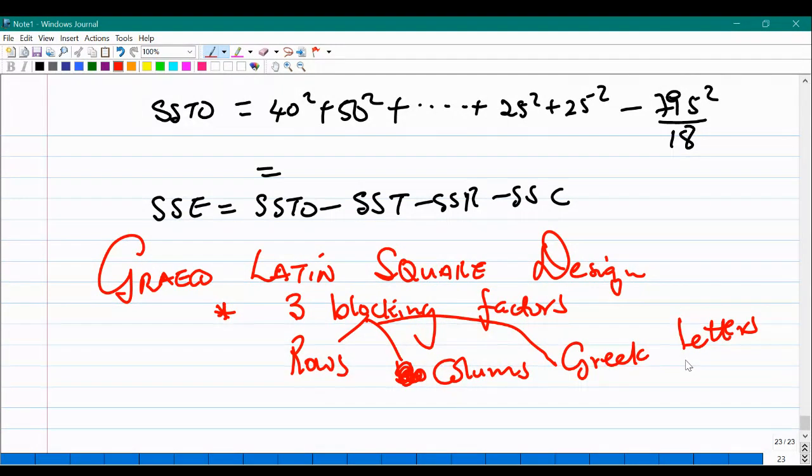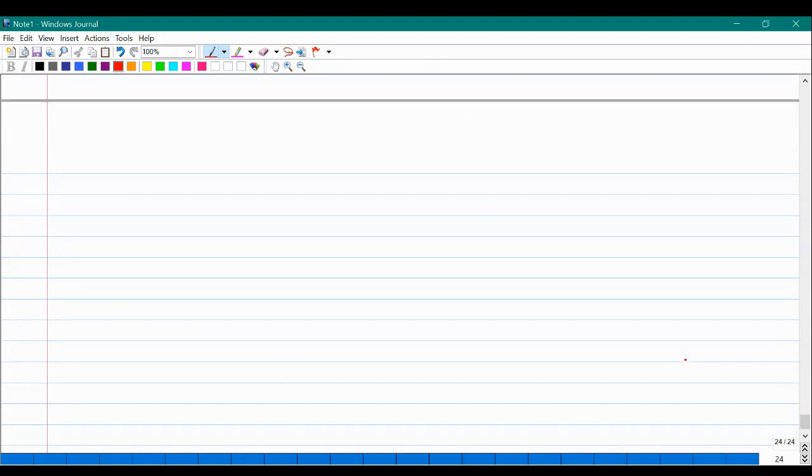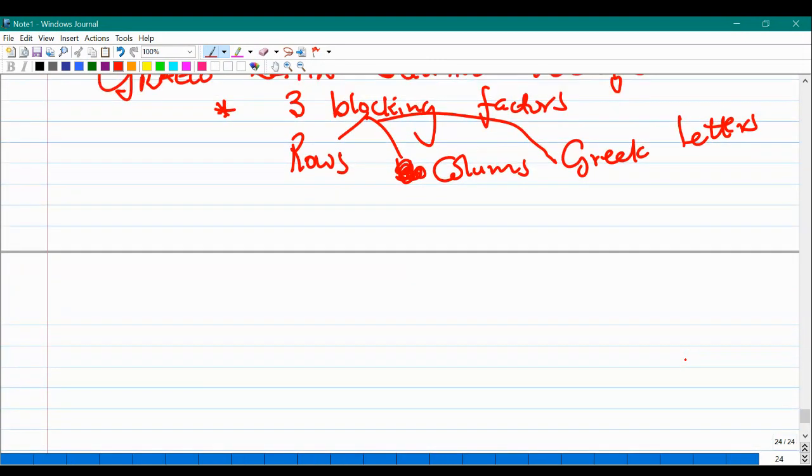We start with 2 blocking factors. Now we're done with the story of 2 blocking factors. Now we move to still what's called the Latin square design, but now we have what? 3 blocking factors. We block by rows, we block by columns, we block by letters. So can someone give me the model now? Based on that explanation, give me the model.